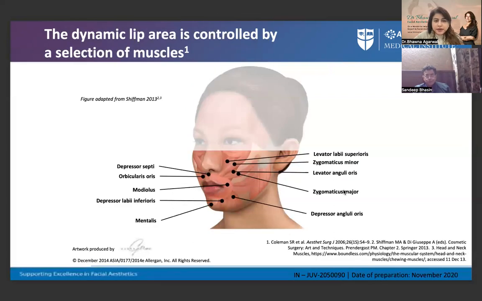So the dynamic lip area is controlled by muscles also. These are the various muscles, smile muscles, the upper lip elevators and the lower lip depressors. The confluence point is the modiolus, where most of the smile muscles come and join along with the orbicularis oris. The most superficial is the orbicularis oris. All the muscles lie beneath it.